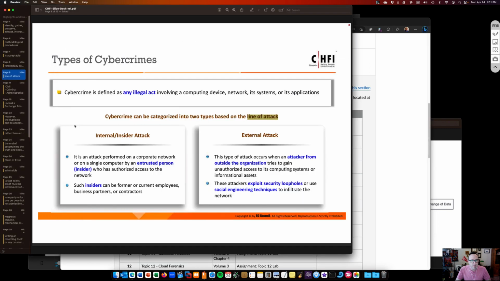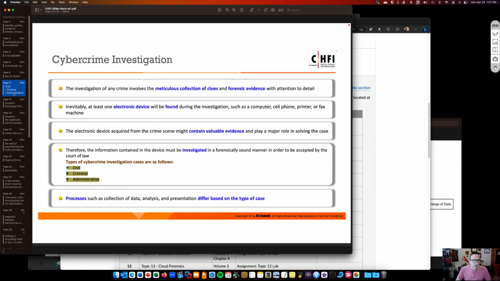It's going to be important as we look at another concept coming up here, a real important concept. When it comes to line of attack, external attack, that's going to help you maybe figure out where to start looking and how to approach the crime. And this is going to be later on when we look at preparing as a cyber investigator.